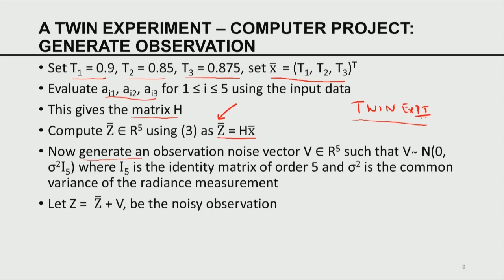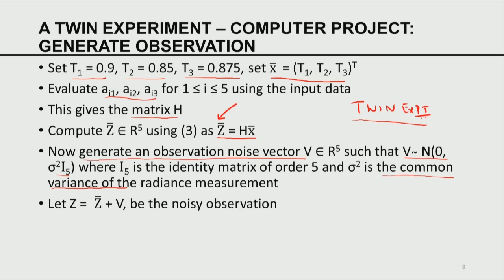So, now what is it that we need to do? We need to generate the actual observation. To do that, I have to create a noise vector V whose covariance is sigma square I, where I is the identity matrix of order 5, and sigma square is the common variance. So, what am I assuming? All the channels that measure the energy radiated in the satellite, the instruments that measure them, are equally good or equally bad. So, they have a common variance.